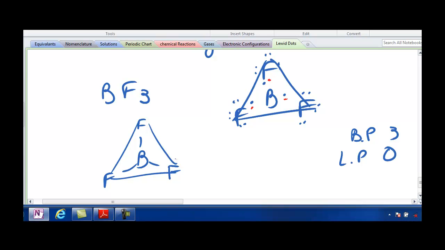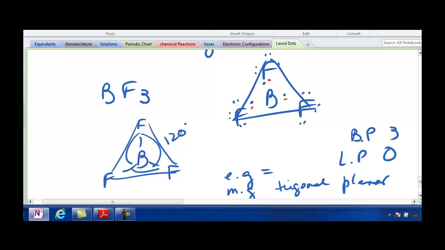Are we okay with electronic geometry equal to molecular geometry, which are trigonal planar? Planar means it's just a triangle, and the angles are 120, 120, and 120. So you have 360. Questions in any of these? Okay, so let's add one more layer and then we'll be done.